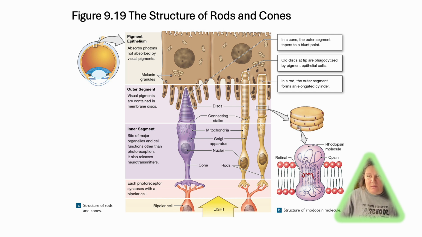As far as the molecules and the physiology of these neurons and how they work, I do want to just mention that in order for us to facilitate our vision, we do need the compound retinol. Retinol is synthesized from vitamin A.